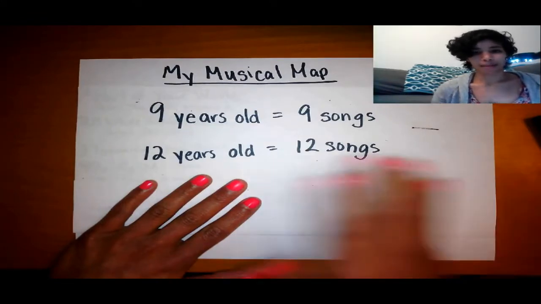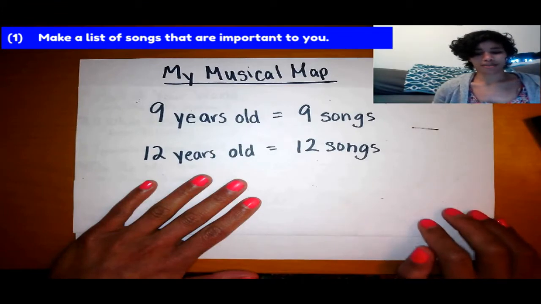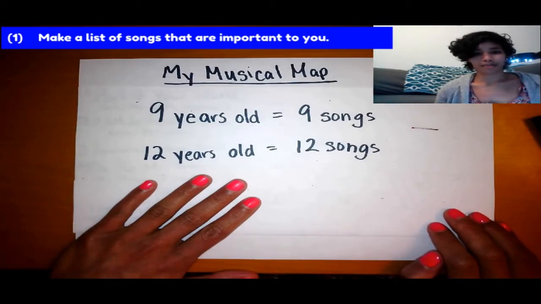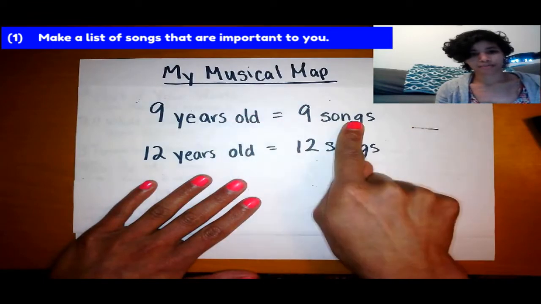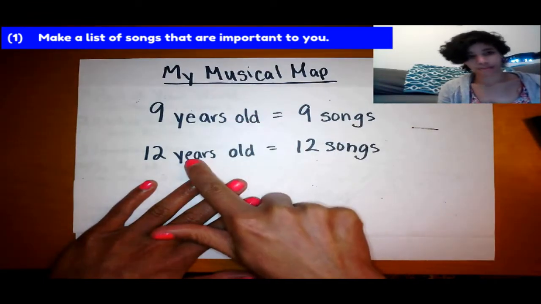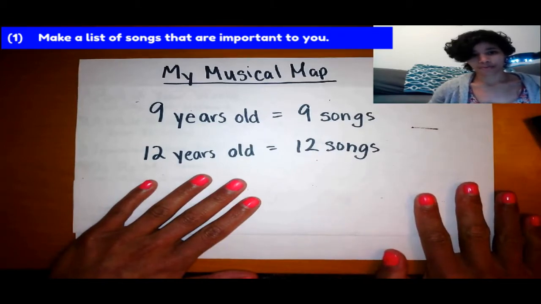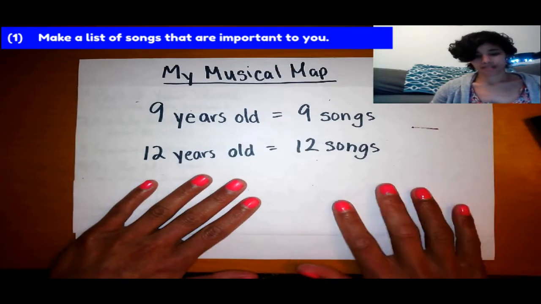I'm going to plan out my musical map on this sheet of paper. The first thing you have to do is make a list of songs that are or were important to you. It's a fun idea to choose the number of songs based on your age. For example, if you're 9 years old, choose 9 songs. If you're 12 years old, choose 12 songs. You don't have to follow this rule. For my model, I'm going to be choosing 4 songs today.